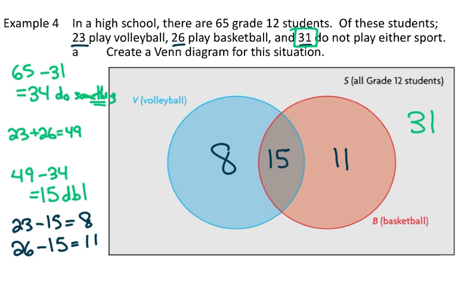Now we can do a pretty easy double check that we got these numbers correctly. If we take all the individual numbers, 8 plus 15 plus 11 plus 31, if we don't add up to 65, the total number of people who got surveyed, we have clearly done something wrong. If we did get 65, it's a good indication that we're on the right track.